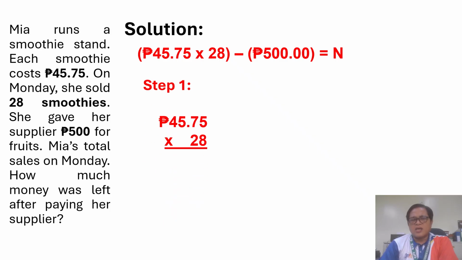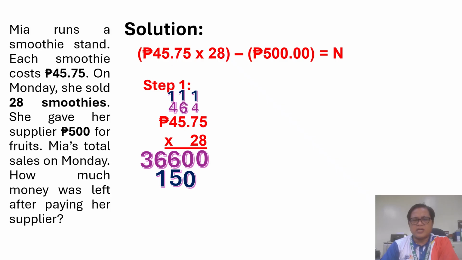You start with 5 times 8 equals 40, bring down 0, carry 4. 8 times 7 is 56, plus 4 is 60, bring down 0, carry 6. 5 times 8 is 40, plus 6 equals 46, carry 4. Then 8 times 4 is 32, plus 4 is equal to 36. Next, 2 times 5 equals 10, bring down 0, carry 1. Then 7 times 2 is 14, plus 1 equals 15, bring down 5, carry 1. Then 5 times 2 is 10, plus 1 equals 11, bring down 1, carry 1. And 4 times 2 is 8, plus 1 equals 9.